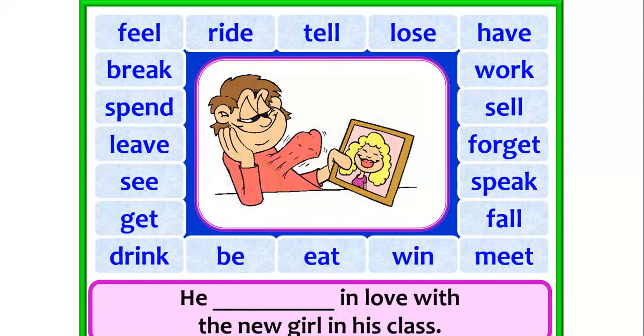Okay. He in love with the new girl in his class. So he have or has, excellent. Has. He has. Be. So the verb is be. What is the past participle of be? Very good. It's been. He has been in love with the new girl in his class. It started in the past but continues in the present. He has been in love with the new girl.